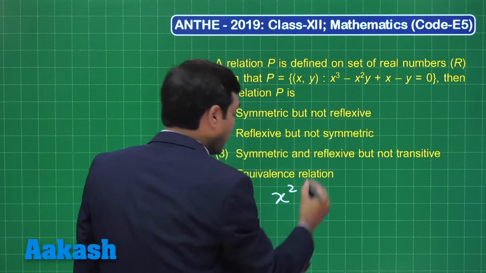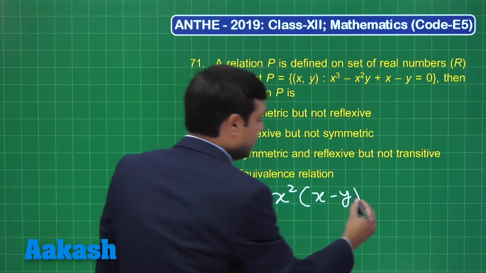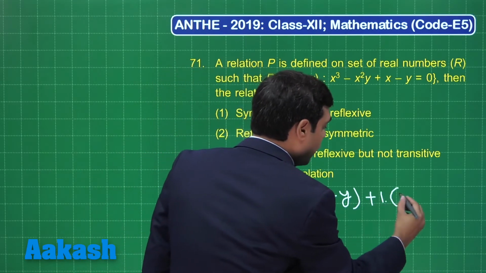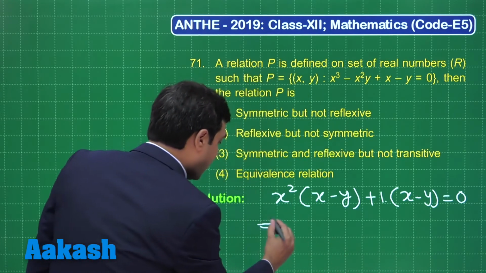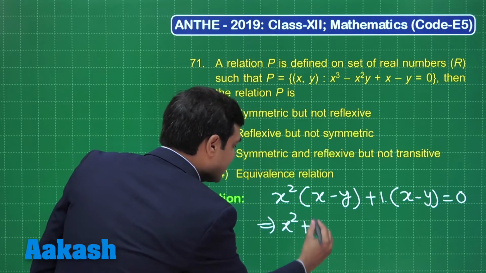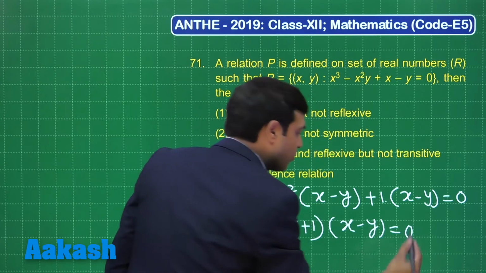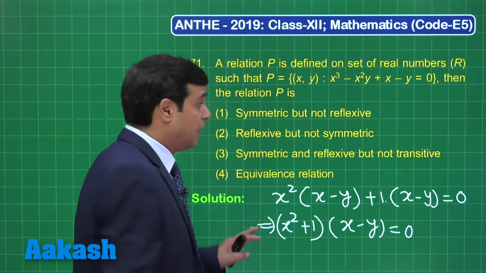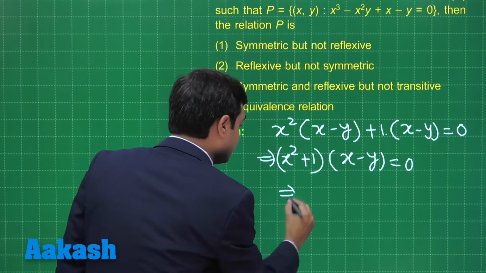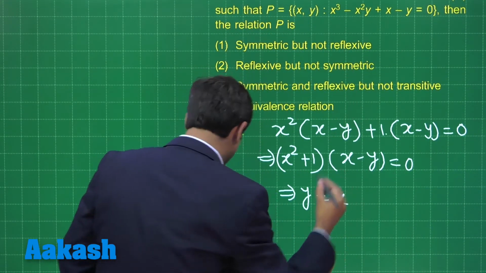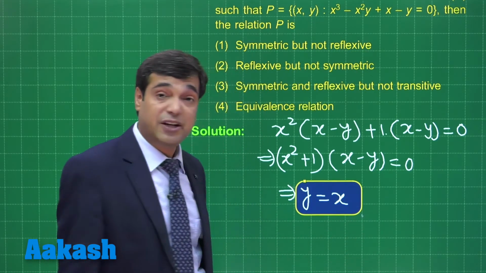When you take x square common from the first two, you are left with x minus y in bracket plus 1 (x minus y), the same factor. So clearly we have (x square plus 1) into (x minus y) is equal to 0. That's clear. Now x square plus 1 obviously cannot be 0. So the only possibility is y is equal to x.